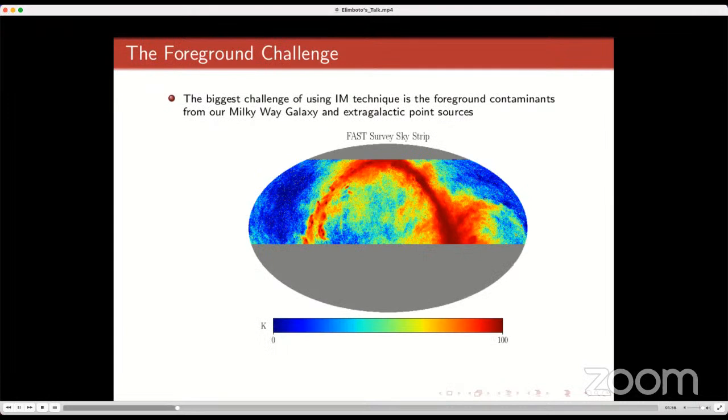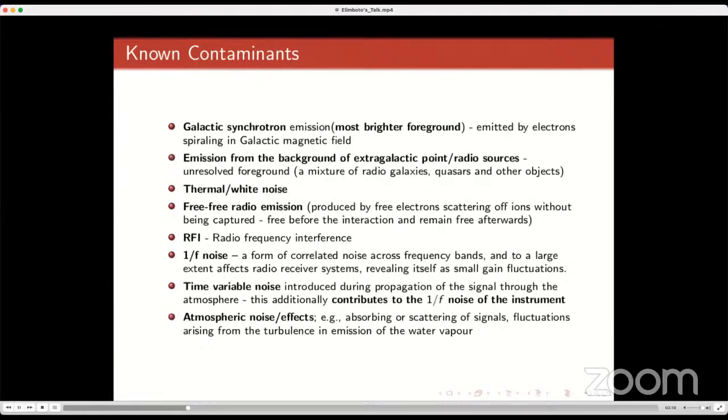As a number of colleagues have already pointed out, the biggest challenge of using the intensity mapping technique is the foreground contaminants from our Milky Way galaxy and extragalactic point sources. Known contaminants include galactic synchrotron emission, which is the brightest foreground, caused by electrons spiraling in the galactic magnetic field. We also have emission from the background of extragalactic point sources, thermal noise, free-free emission, RF noise, time variable noise, and atmospheric effects.